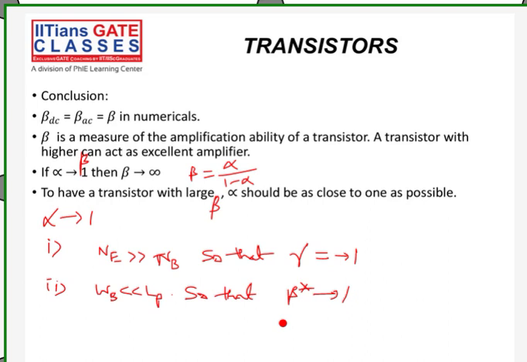The transport factor is nearly equal to 1, meaning whatever electrons started in the emitter region easily reach the collector region. There is almost negligible recombination, meaning out of 100 we have 1 only, or out of 1000 we have 1 or 2 recombinations. So that factor matters, and that is taken here.